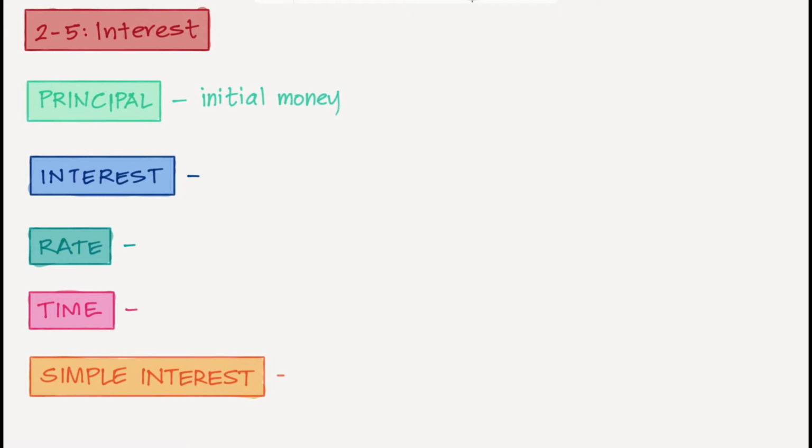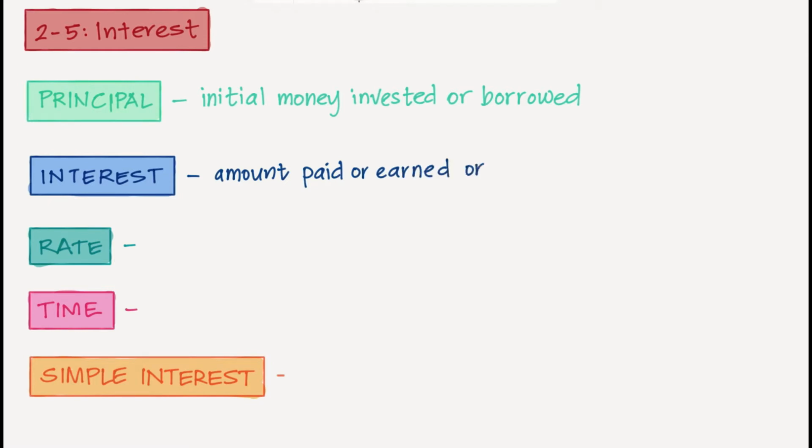The first word we're talking about is principal, and this is not the principal of your school. It's talking about the initial amount of money invested or borrowed, typically from a bank. Okay, so it's kind of the starting amount of money. Interest is an amount of money that is paid or earned based on that principal that you started with.